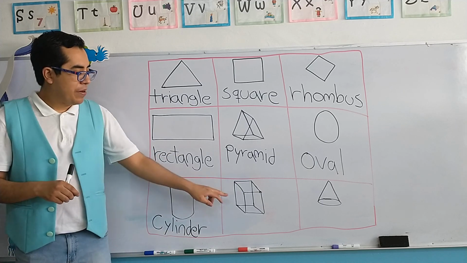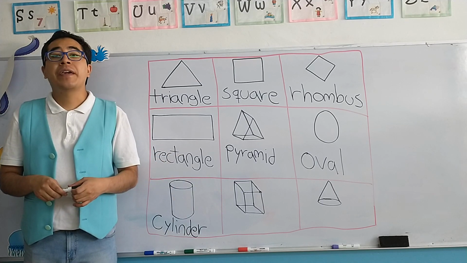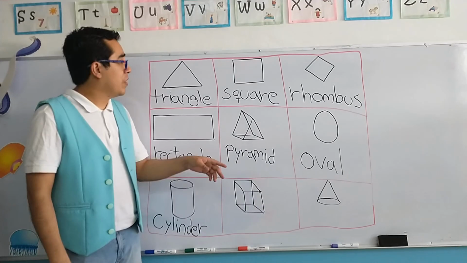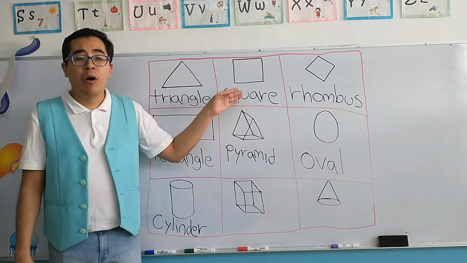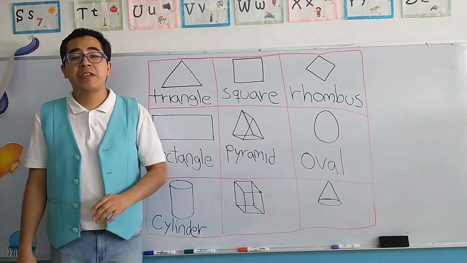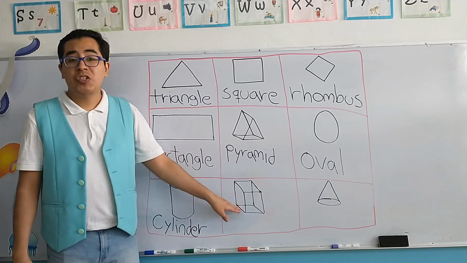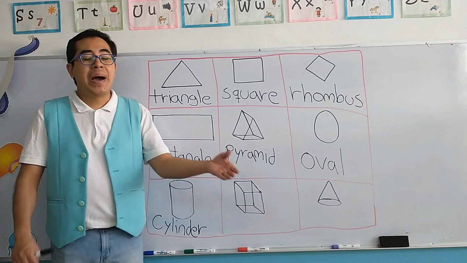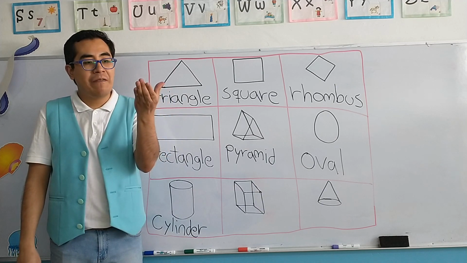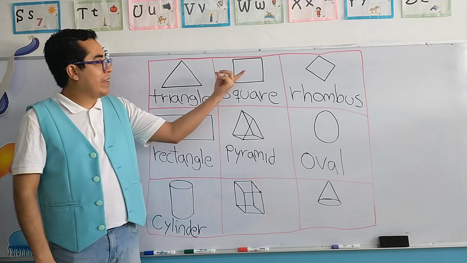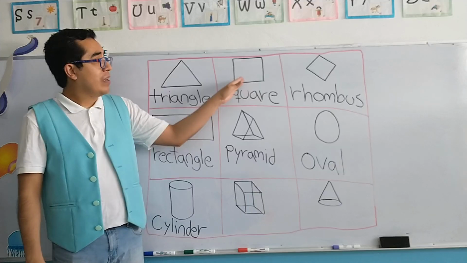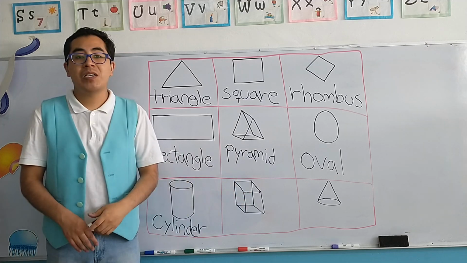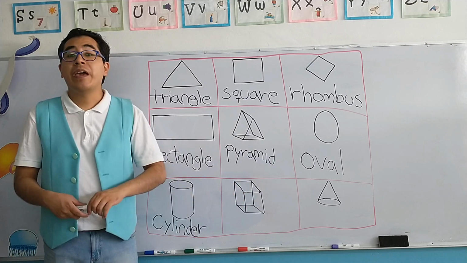Next to the cylinder, we have the cube. Okay, once again, as in the case of the square, they have almost the same form. The difference is that this is three-dimensional. Okay, esto es tridimensional, quiere decir que tiene más volumen. Podemos ver la figura con mayor volumen, y aquí en 2D, es únicamente plana. Okay, aquí podemos ver que tiene más volumen. So, the cube.